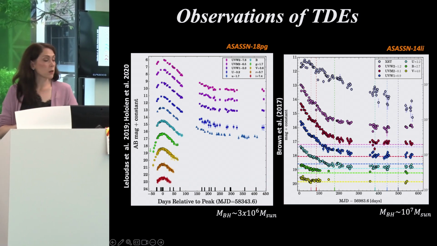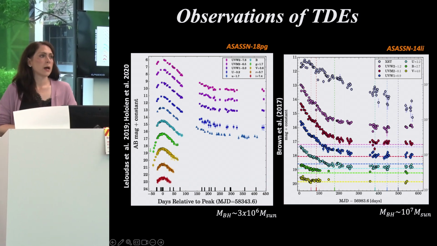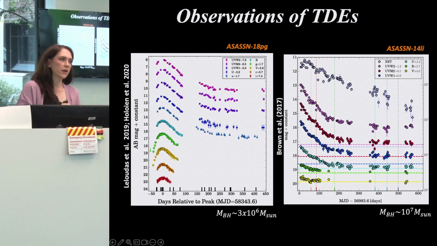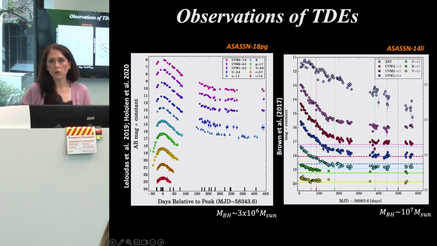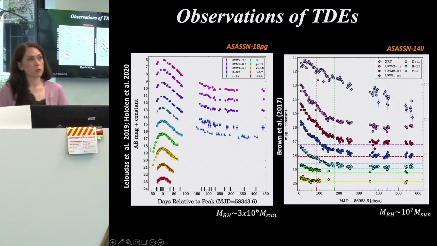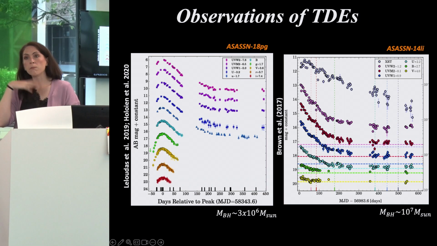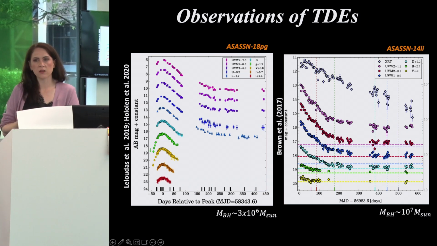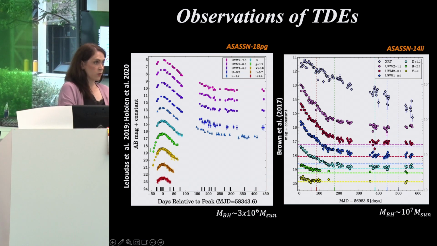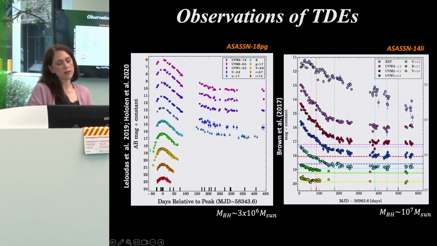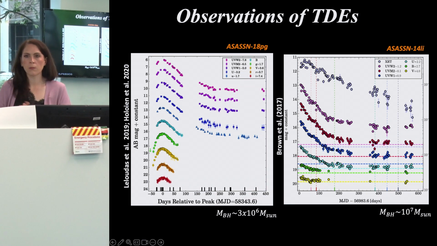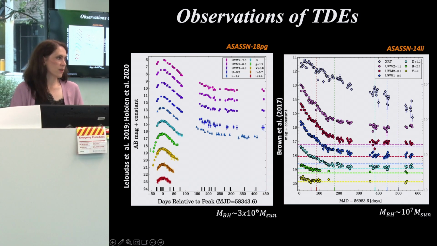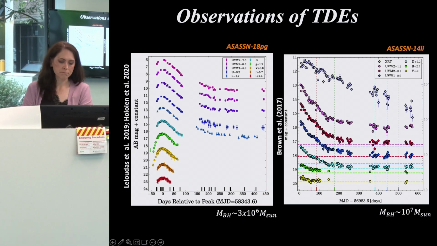And so for these particular two events that I've shown here, for Assassin 18PG, we find that these light curves imply that the black hole mass is about 3 × 10⁶ solar masses, while as for Assassin 14Li, unfortunately we missed the rise to peak for this event, but we get that from modeling that it's about 10⁷ solar masses, right? So just from the photometry alone, you can get that information. It's quite an amazing feat when you think about it. In that picture, there's quite a lot of physics actually encoded.